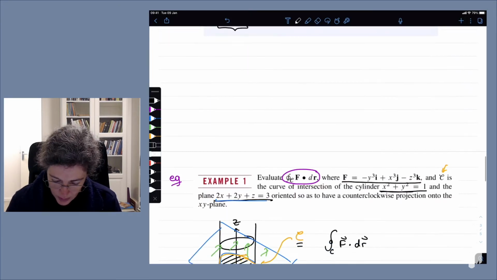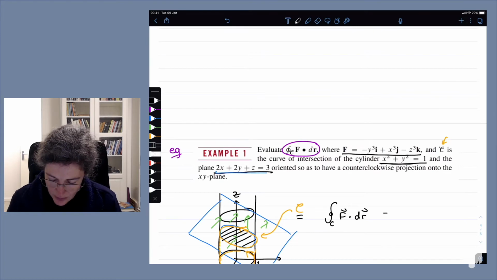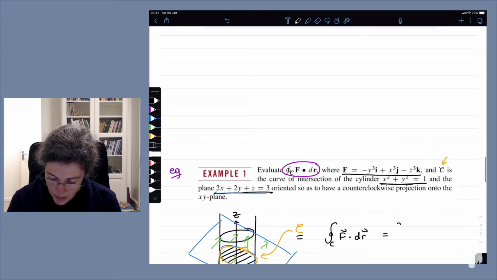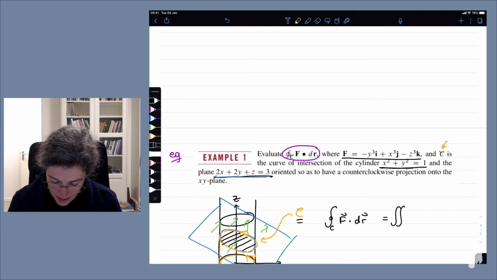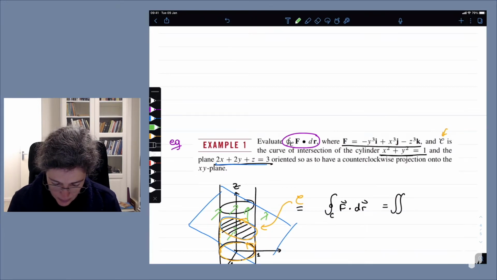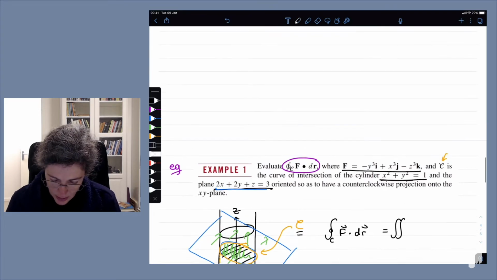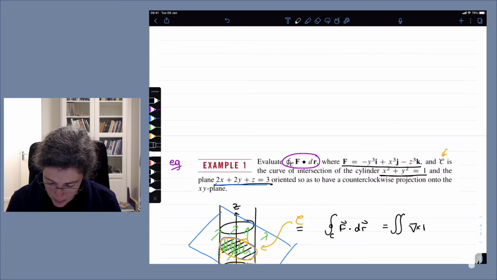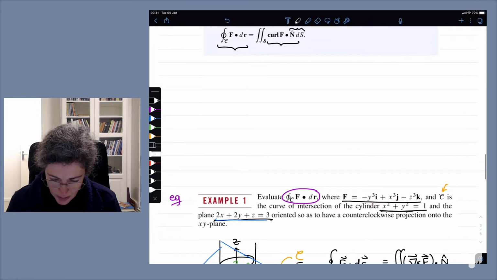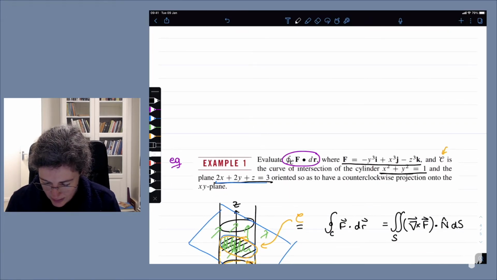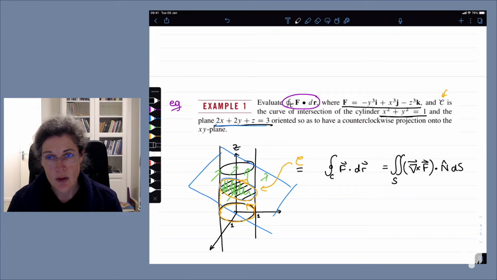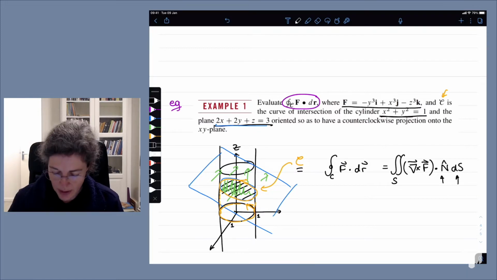So we can conclude that this line integral that we want must be equal to the integral over our surface of the curl of F dotted with the unit normal of our surface times dS, and that's the integral over the surface. Okay, so we need to find a few things. We're going to need to find our dS, which we almost always need to do, and we're going to need to find a unit normal, and then we're just going to calculate everything out.